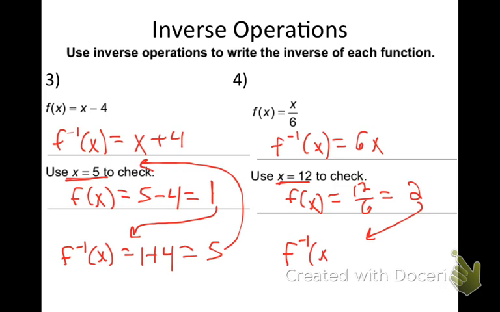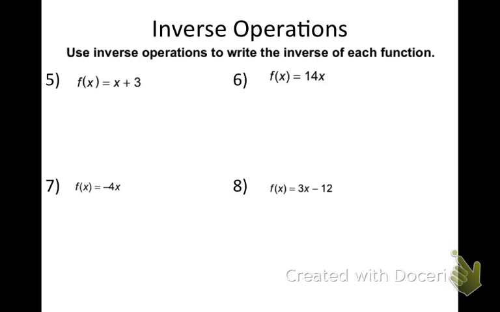So f of x equals 6 times 2. What's 6 times 2 get me? 12. Just like that, we are back to the original function there. Alright? Inverse operations, pretty straightforward. Again, just thinking opposite signs, or opposite operations. Take a couple seconds to try these four on your own.